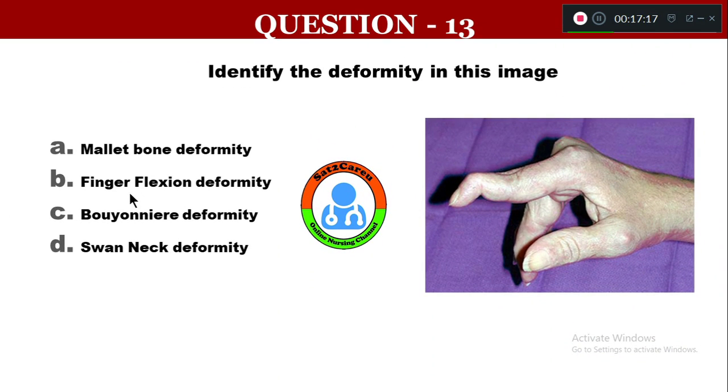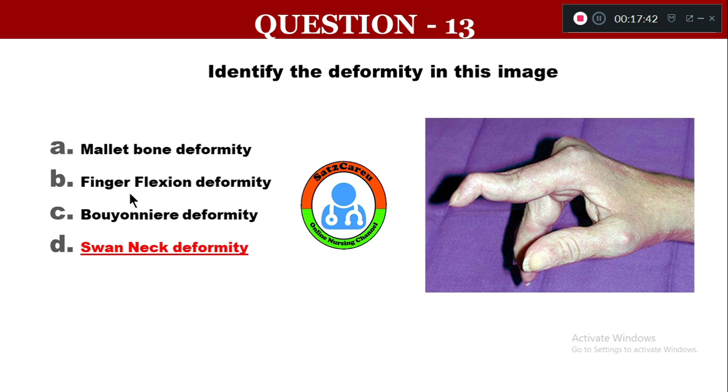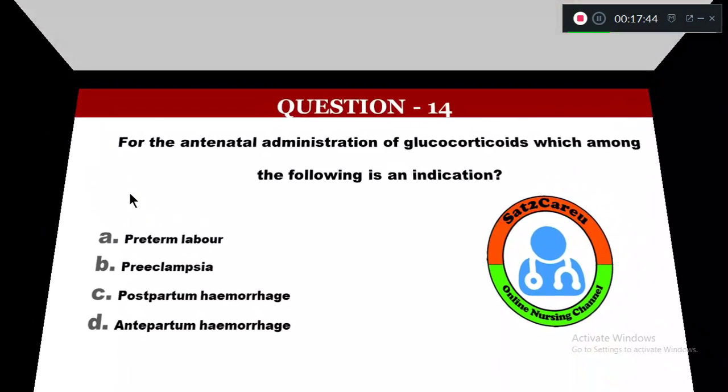The image shows which deformity? That is question number 13. Option A, mallet finger deformity. Option B, finger flexion deformity. Option C, Boutonniere deformity. Option D, swan neck deformity. So this finger looks like the neck of a swan. So the answer is swan neck deformity. Move on to question number 14.